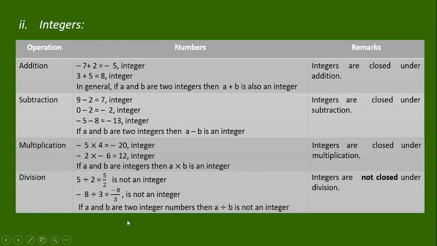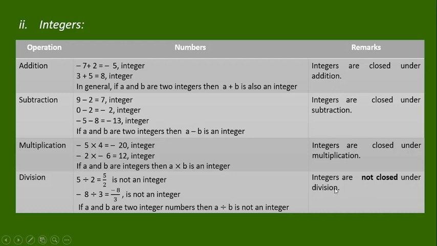Now coming to division. For division, we are considering 5 and 2. So 5 divided by 2 is equal to 5 by 2. So this is not an integer. It's a rational number. Similarly, minus 8 divided by 3 is also not an integer. That is also a rational number. So if we take two integers and divide them, we will not always get an integer. So the remark is: integers are not closed under division.